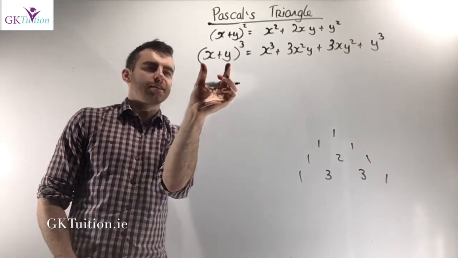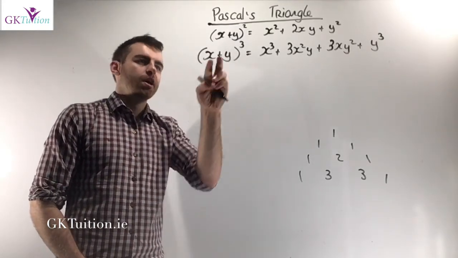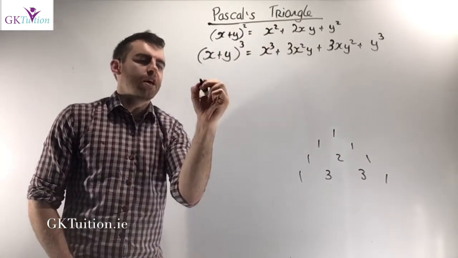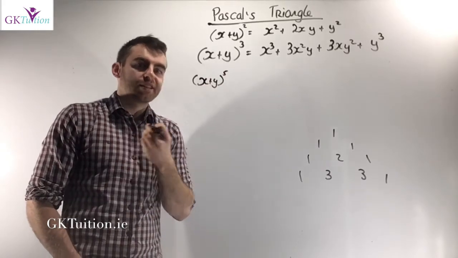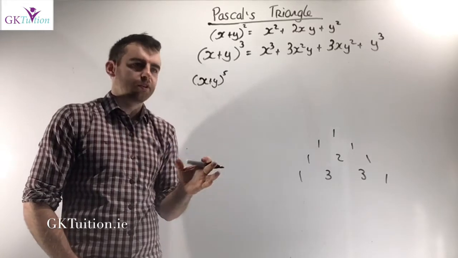If you have two terms in brackets to the power of 3, that means there's 4 terms. If you have 2 terms in brackets to the power of 2, that means there's 3 terms. If I had x plus y to the power of 5, I know that there would be 6 terms if I multiplied that out. Basically, you just add 1 and that's the number of terms.